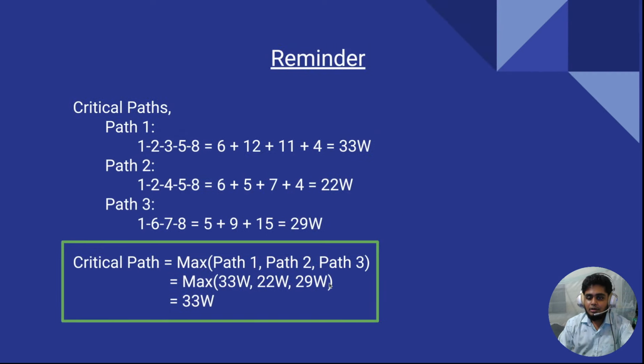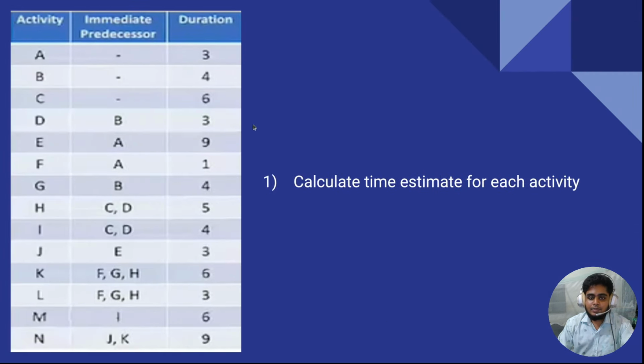So let's jump into another example. This one is blurry, so don't worry. This is the activity, this is the immediate predecessor, and this is the duration. The activities start from A and end at N.